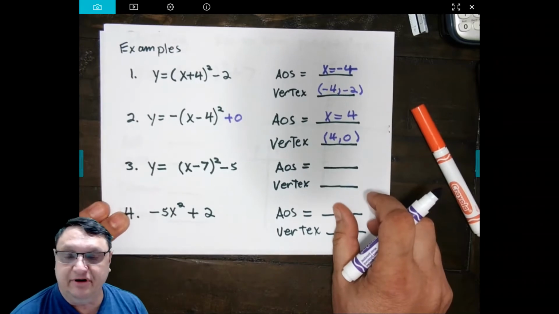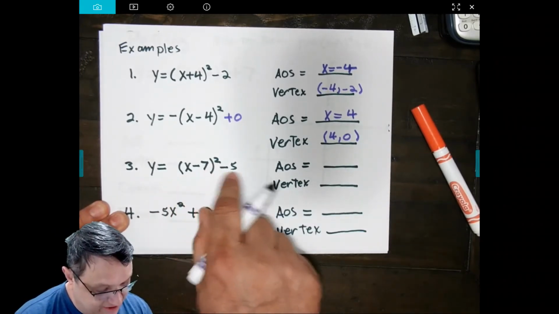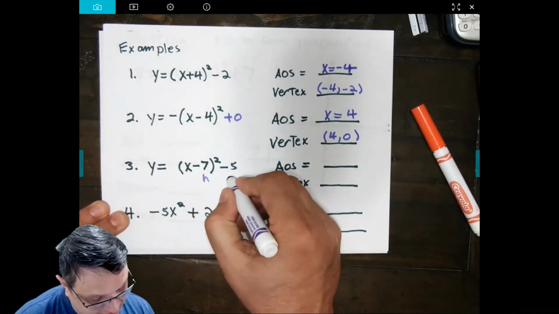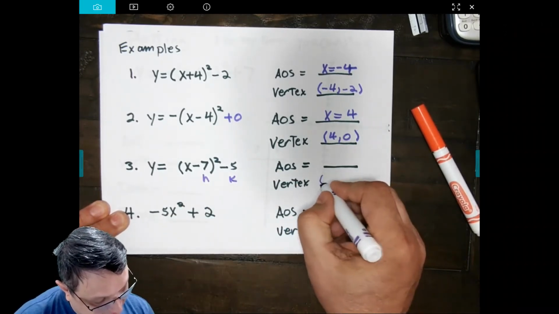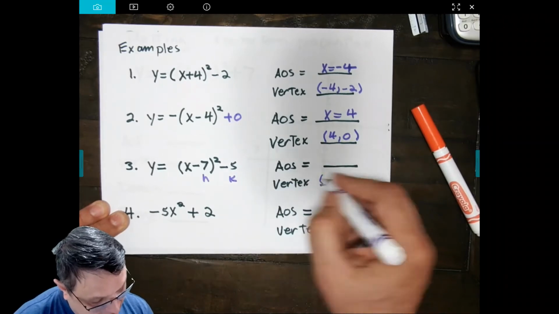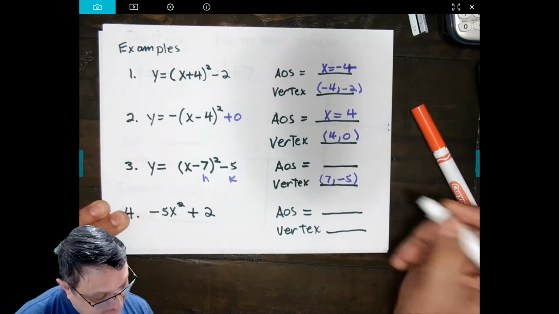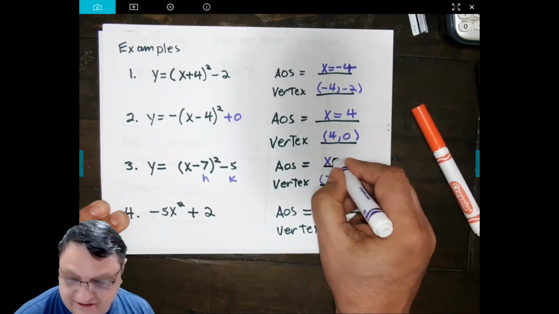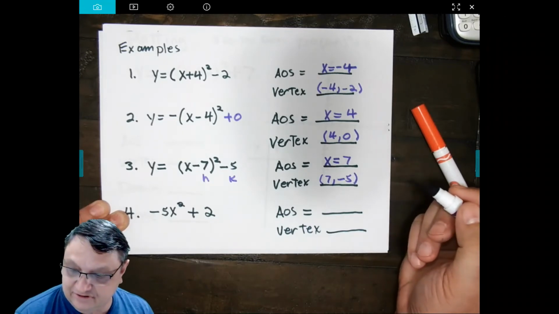Example number 3, quantity x minus 7 squared minus 5. Here's my h, here's my k. I change the sign for my vertex on my x part of the coordinate, so it's going to be at 7, comma, and then negative 5 is my vertex. And my axis of symmetry is x equals 7.